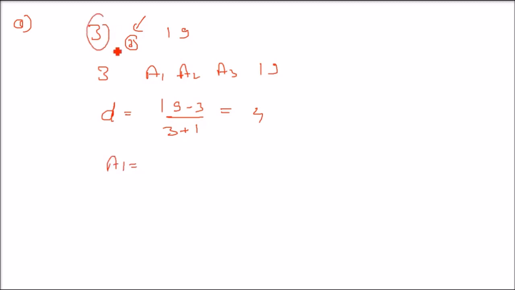You will get A1 is what? 3 is there. 3 plus 4, add D. Then you have 7. Then what is A2? 7 plus 4, you will get 11. Then what is the other term? 11 plus 4, 15. So you have these terms.